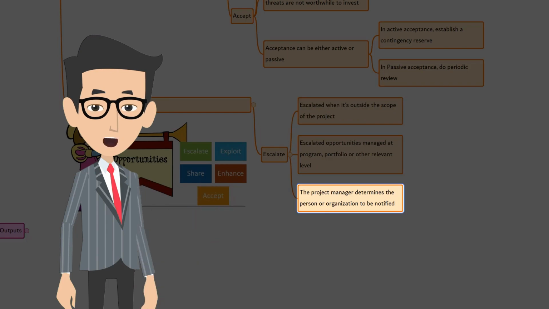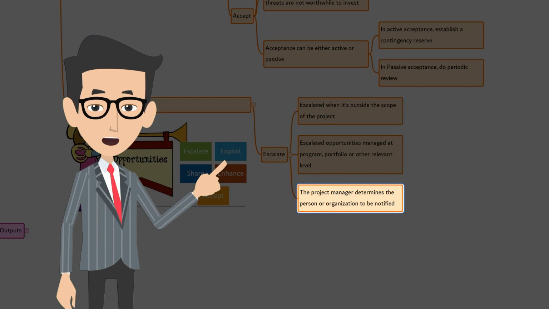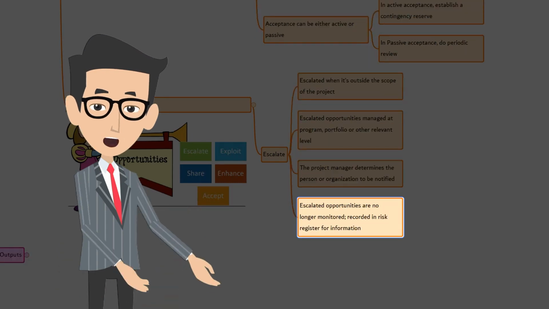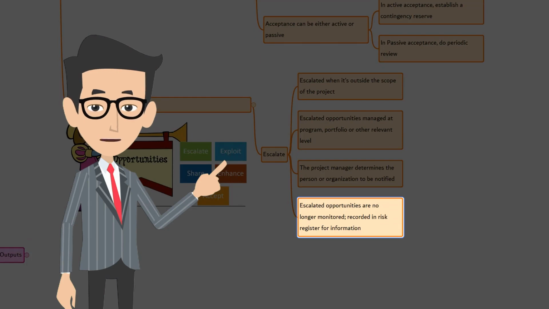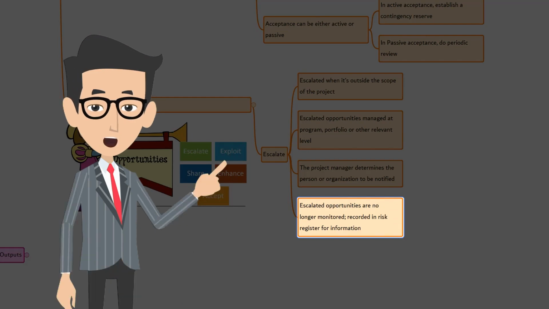The project manager determines who should be notified about the opportunity and communicates the details to that person or part of the organization. Escalated opportunities are not monitored further by the project team after escalation, although they may be recorded in the risk register for information.